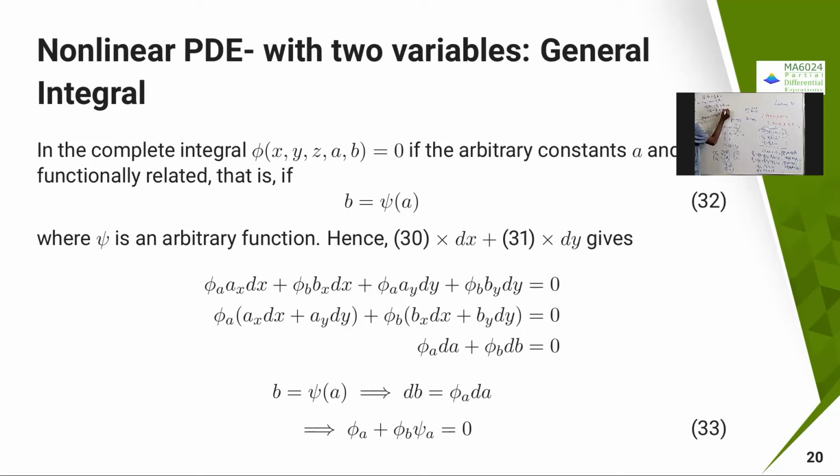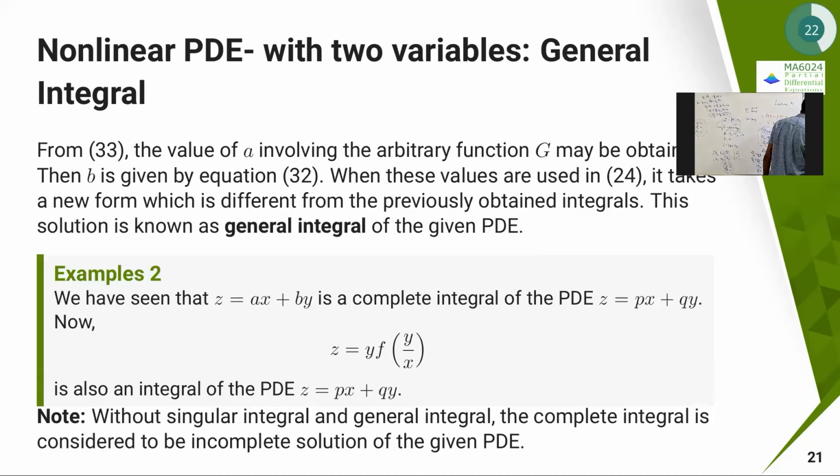If dA equal to 0, a is going to be constant. But we are assuming that a is a function of x and y, so dA is not 0. In that case, the other factor is going to be 0. So pi a plus pi b into psi a equal to 0 is going to come. There is a mistake here again: dB is equal to psi a dA, not pi b dA. It should be psi a dA.